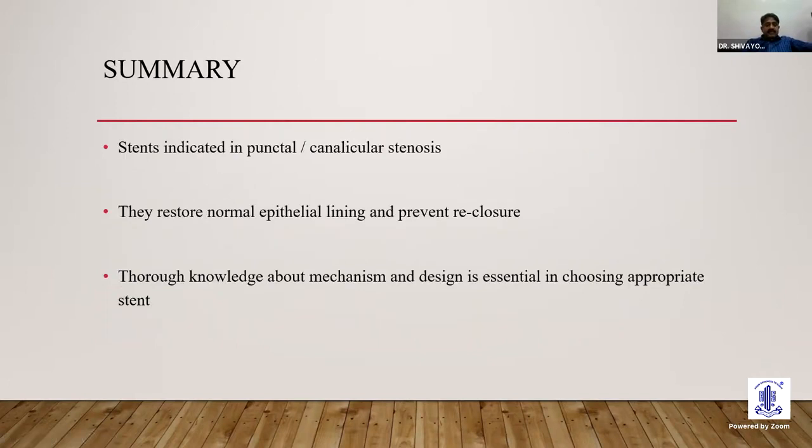In summary, stents are indicated in punctal and canalicular stenosis, they restore normal epithelial lining and prevent reclosure. And everyone should have thorough knowledge about the mechanism and design, which is essential in choosing appropriate stenting.